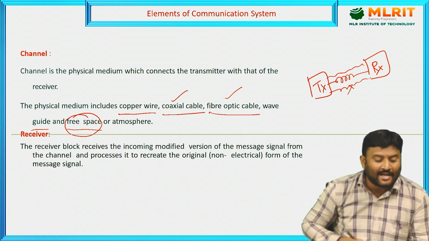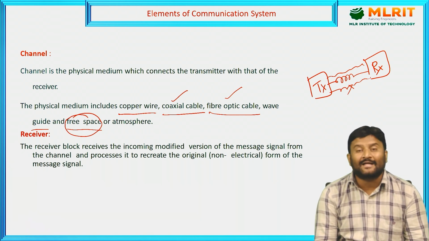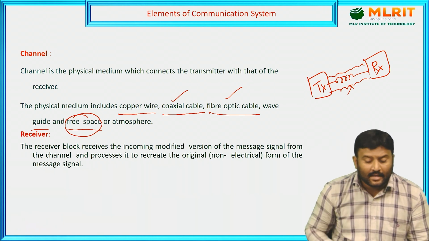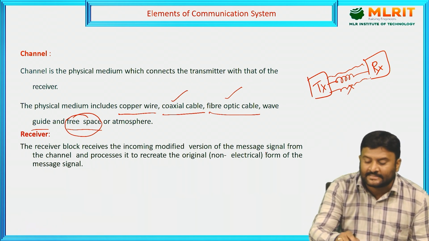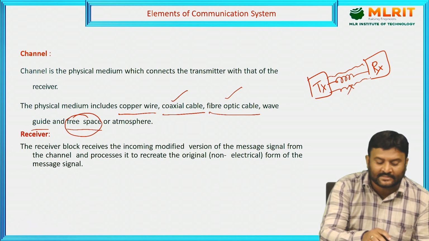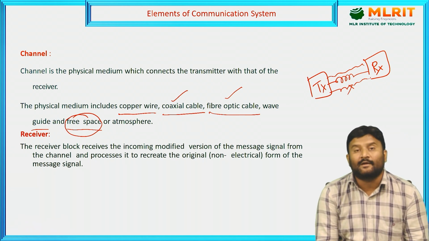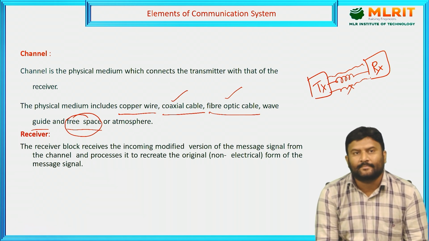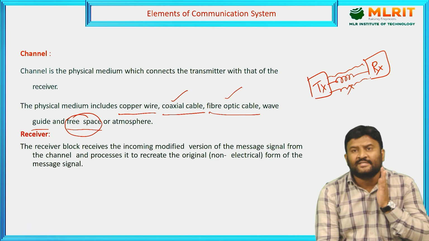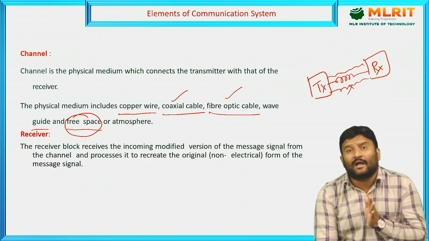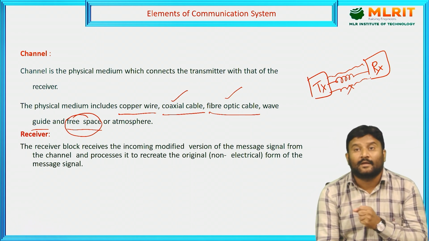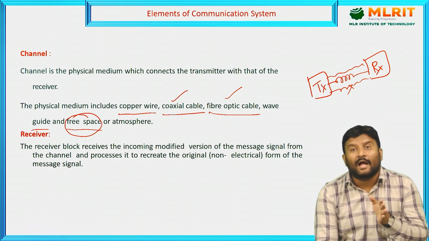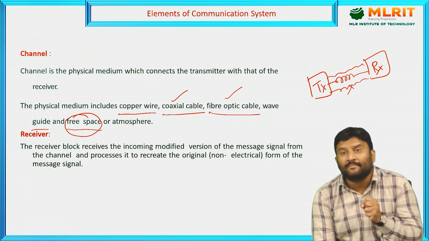And what is the next one? A receiver. The receiver block receives the information that the user sends from the transmitter. It takes the modified version of the message signal from the channel and processes it to recreate the original form of the message signal. Nothing but "Hello, this is my first information signal." Again, at the end of the receiver, the information should be the same. Before the transmitter and after the receiver, the information is the same.